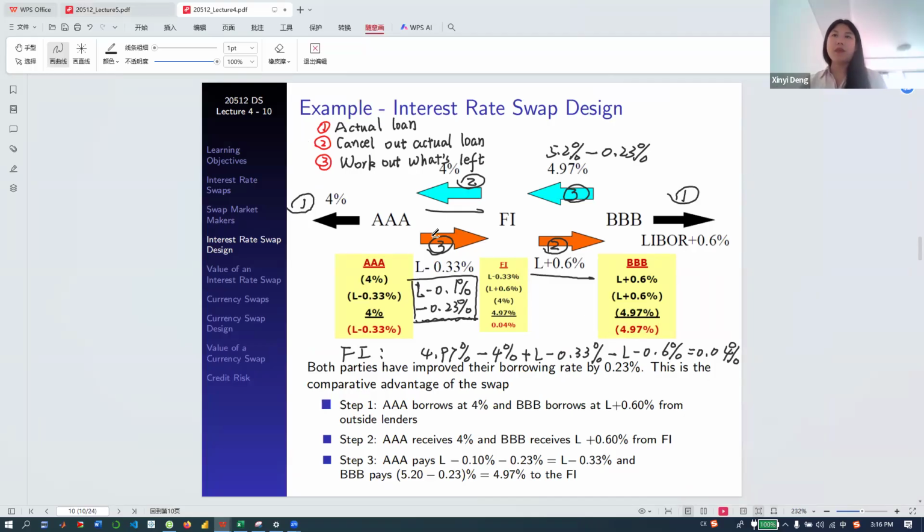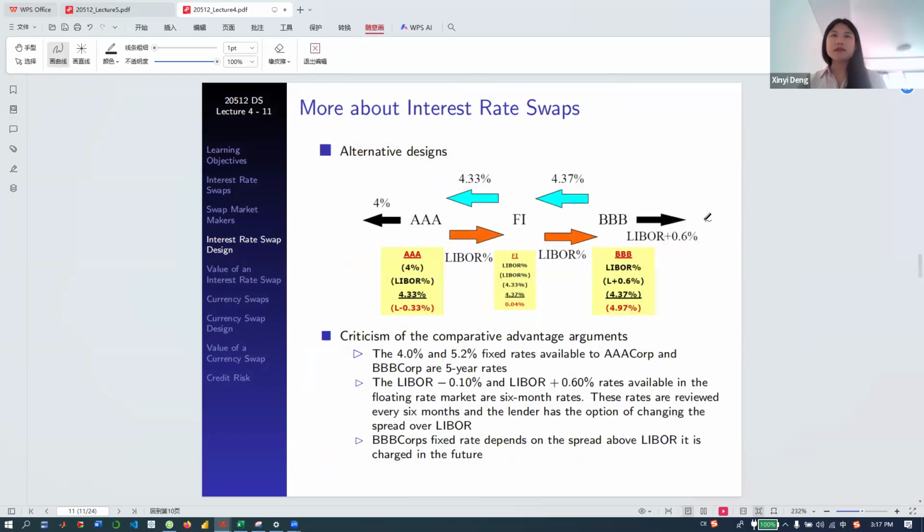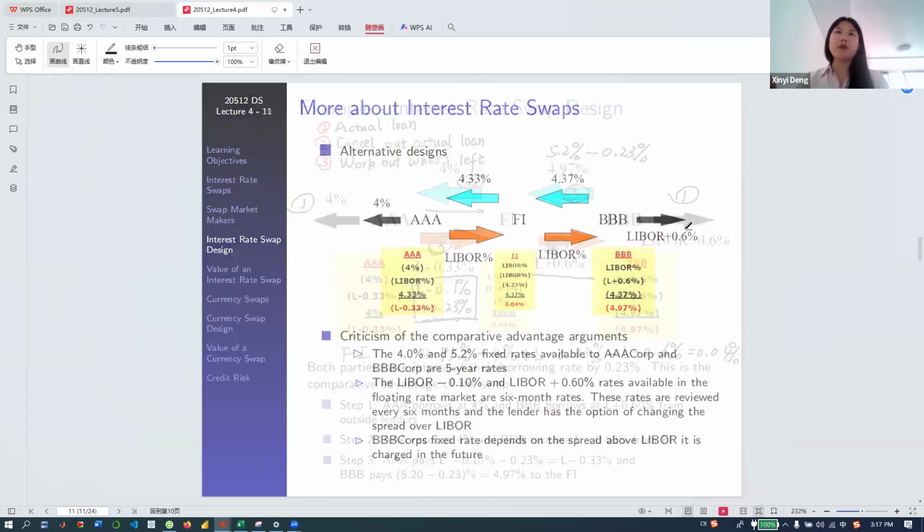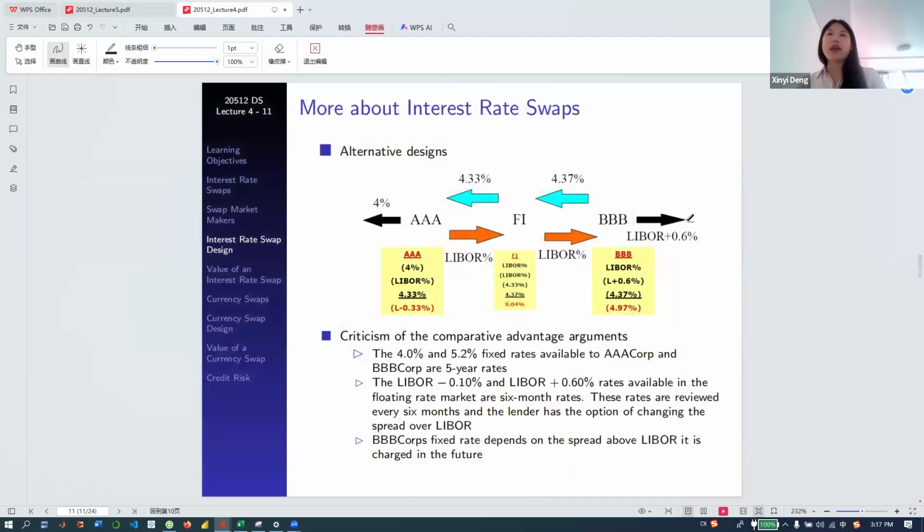And also now AAA and BBB are borrowing at cheaper rates, they are utilizing the comparative advantage, and they are entering into the market they desired. So now AAA's rate is floating and BBB's rate is fixed. So of course you have other alternative designs. So if you don't follow those 3 steps, you can have the alternative design here.